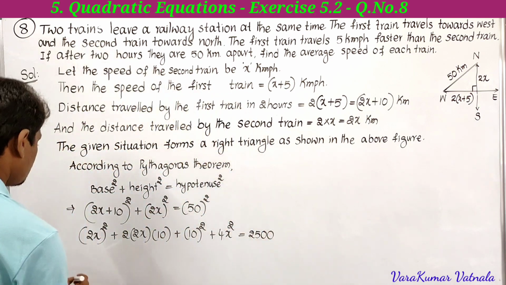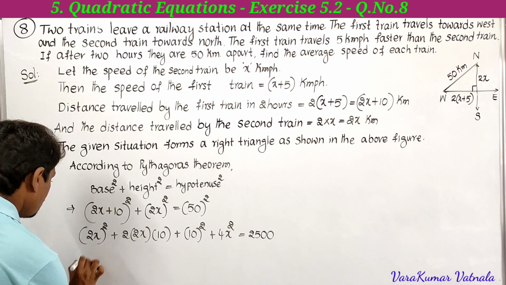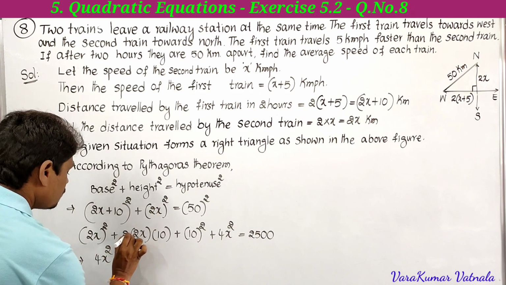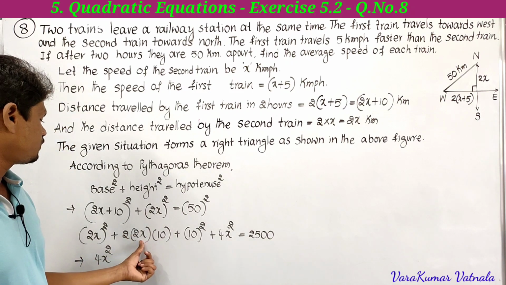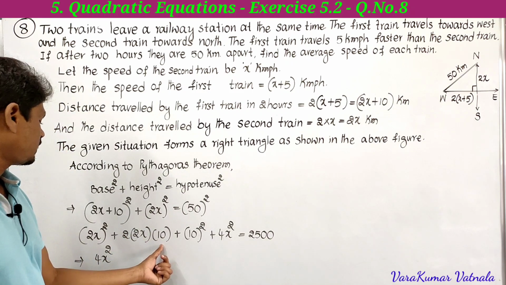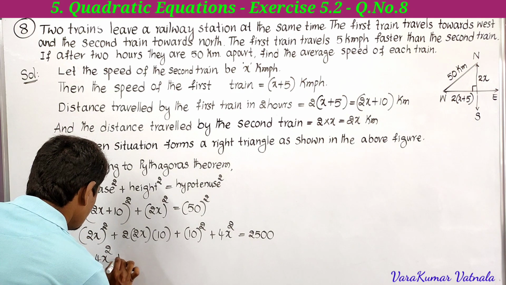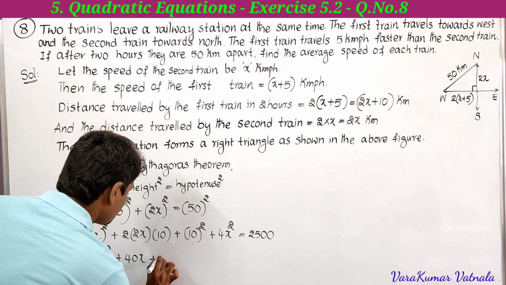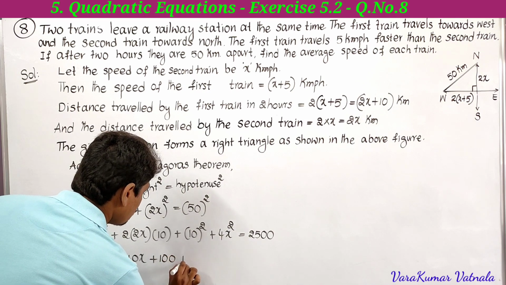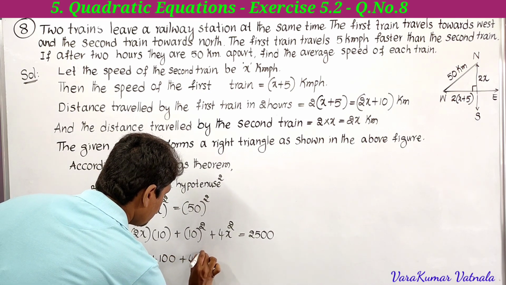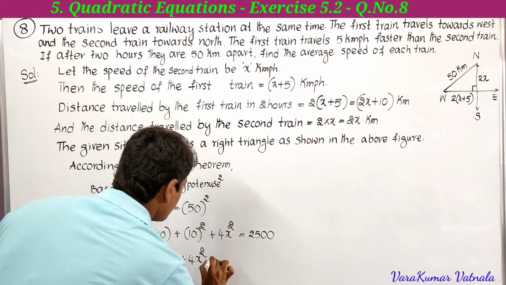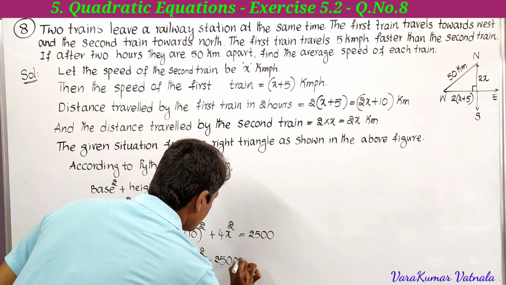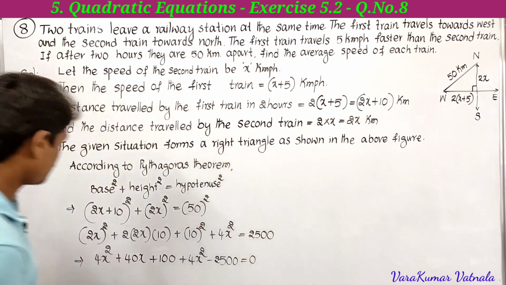So we have to simplify again further. Here 2x whole square is 4x square. Here 2 into 2x is 4x, 4x into 10 is 40x, so plus 40x. Here plus 10 square is 100. So write plus 4x square. Now take this 2500 to the left side, it becomes minus 2500 is equal to 0.